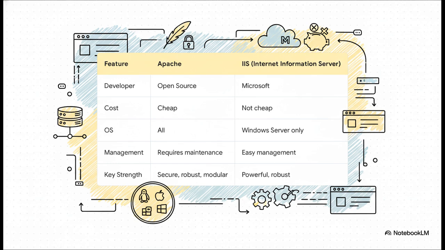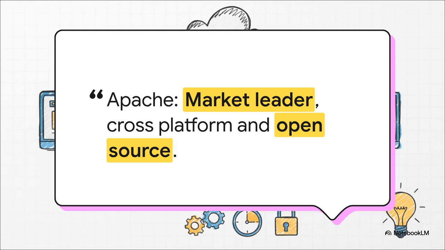In the other corner, you have Microsoft's IIS. It's built specifically for Windows, and people love its user-friendly tools. But that convenience comes with a price tag, and it locks you into the Microsoft ecosystem. So for our deep dive today, we're going to focus on the longtime market leader, Apache. Its flexibility, the fact that it's free, and its absolutely massive community support have made it the backbone of a huge chunk of the internet for decades.